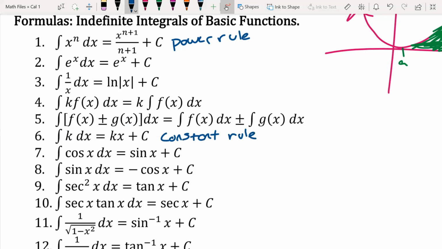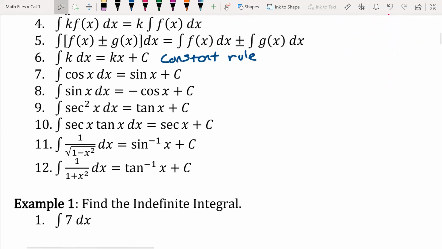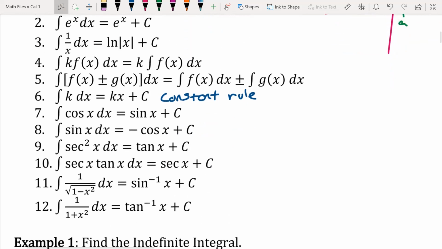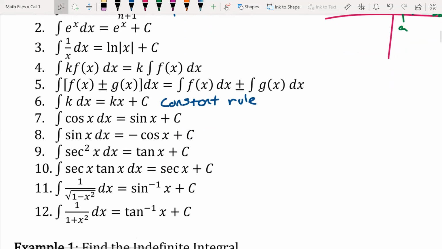Okay. And then the antiderivative of cosine is sine. Antiderivative of sine is negative cosine. Antiderivative of secant squared is tangent. Antiderivative of secant x tangent x is secant x. And the last two, the antiderivative of 1 over the square root of 1 minus x squared is the inverse sine, and the integral of 1 over 1 plus x squared is the inverse tangent. So we can reference these formulas as we work through these example problems.